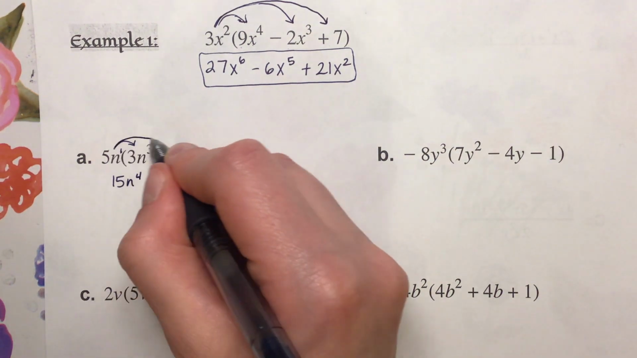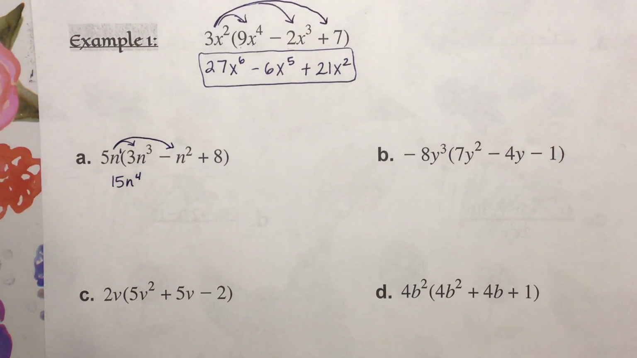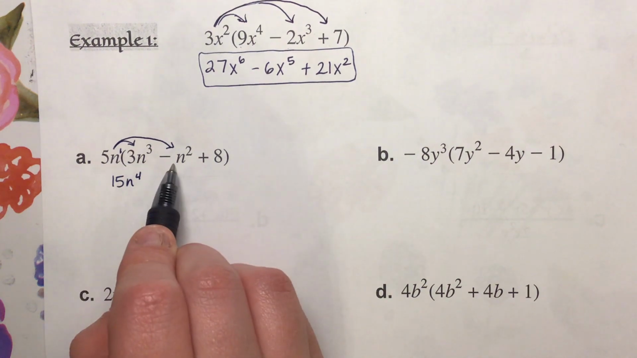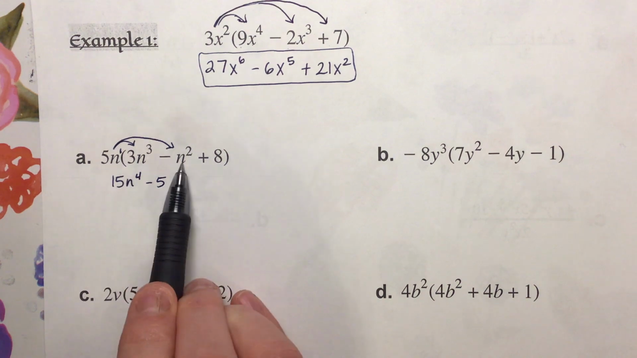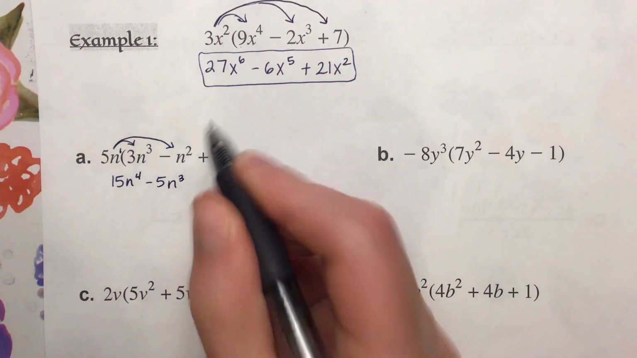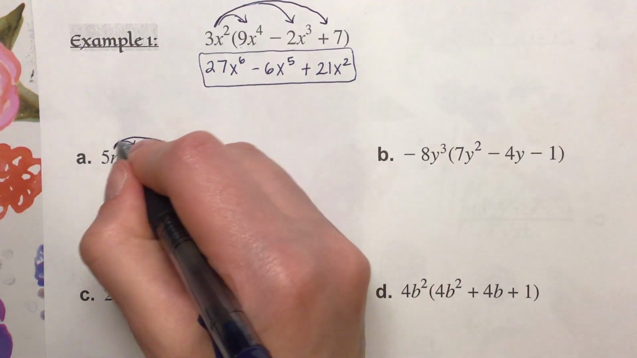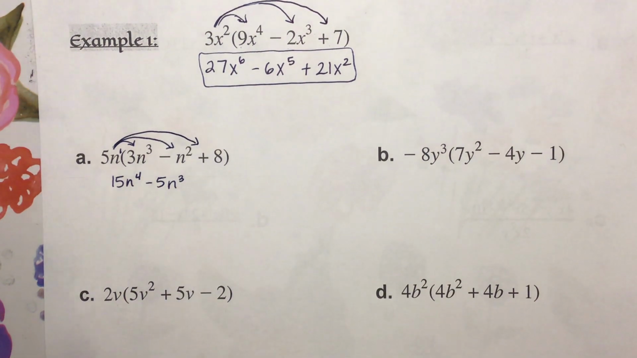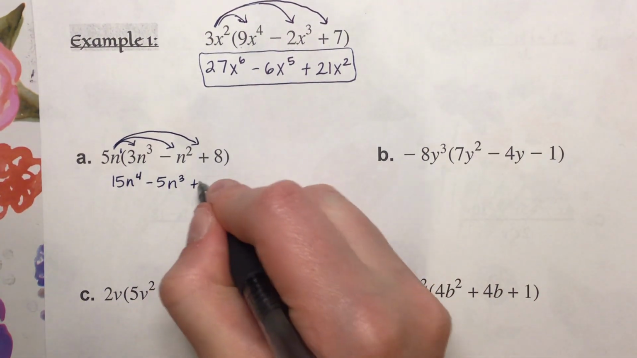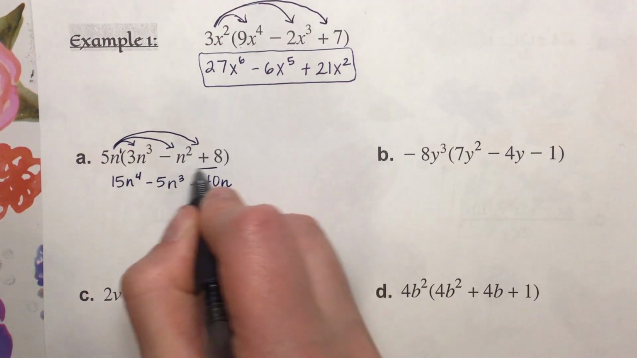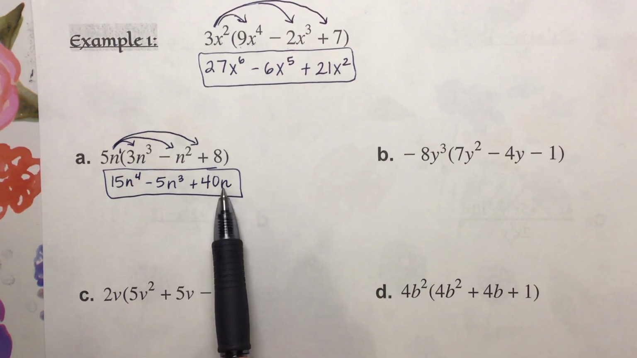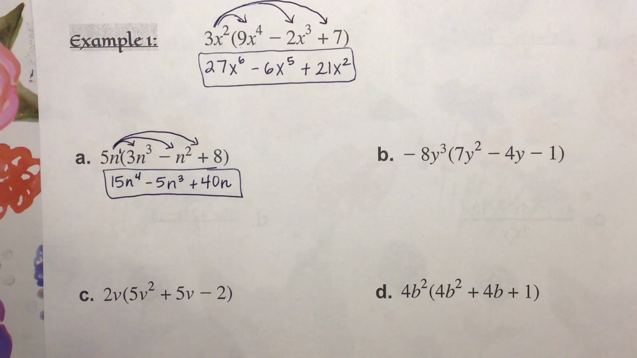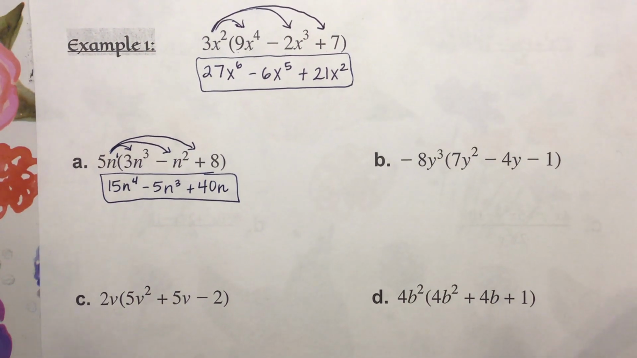Then I have 5 times negative n squared. So 5 times that invisible negative 1 is negative 5. N to the 1st times n squared is n to the 3rd. Let's do our third term now. So 5n times 8 is going to be plus 40n. I can't continue to simplify because I'm not able to add or subtract these because they're not like terms. So let's go on to example B now.